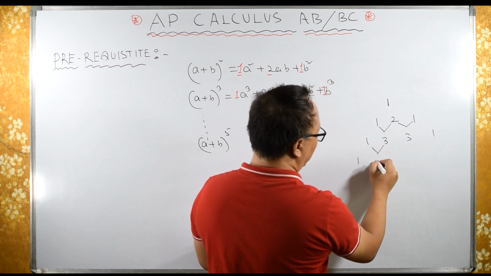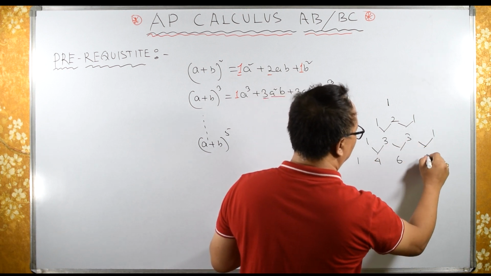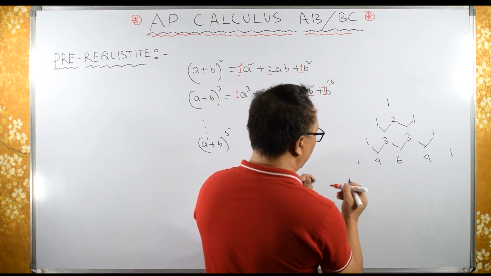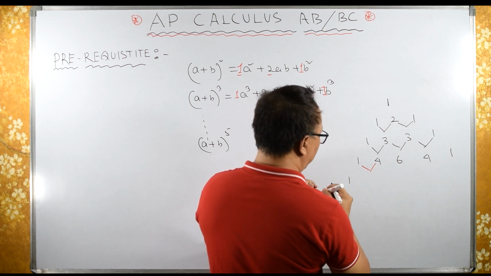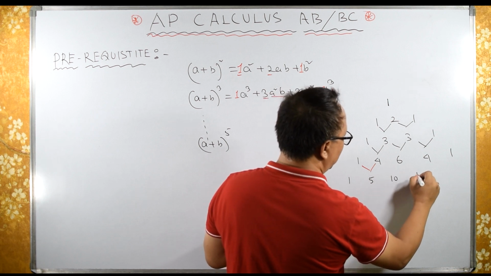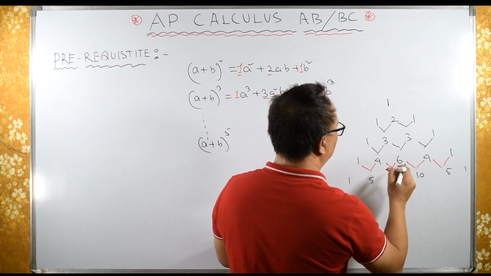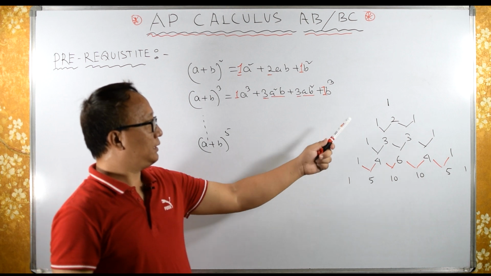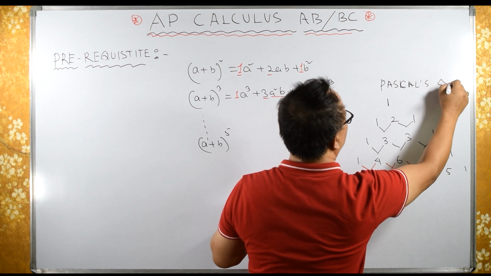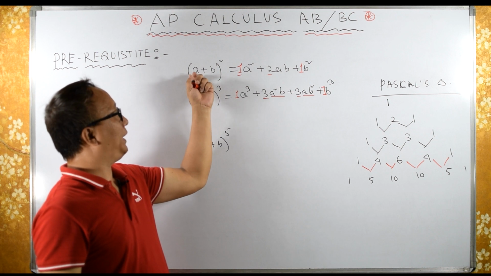You add these two right over here. That is 4. You add these two, this is 6. You add these two, here 4. And then on the extreme left and right, you write 1, 1. Okay. Similarly, 1. You add these two, you write here 5. Here, this is 10. This is 10. And this is 5, 1. You add these two, you are getting this. Okay. So, this is called Pascal's triangle.